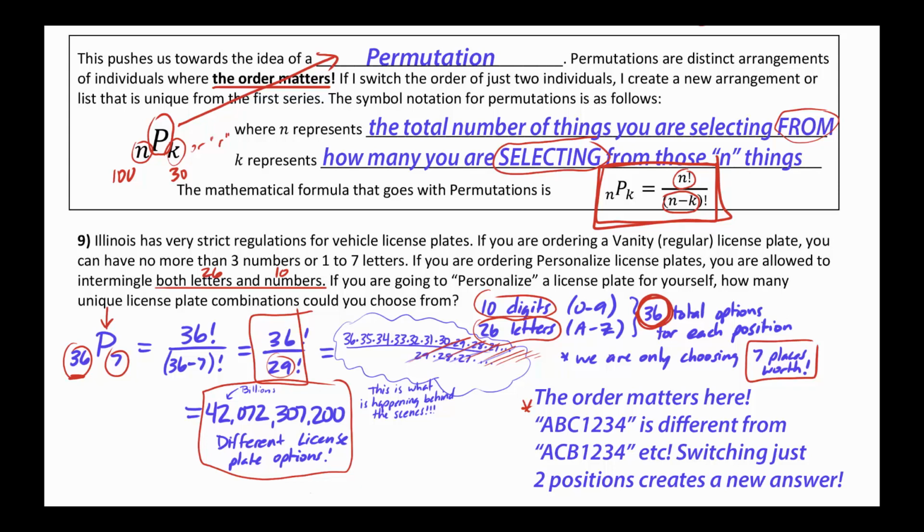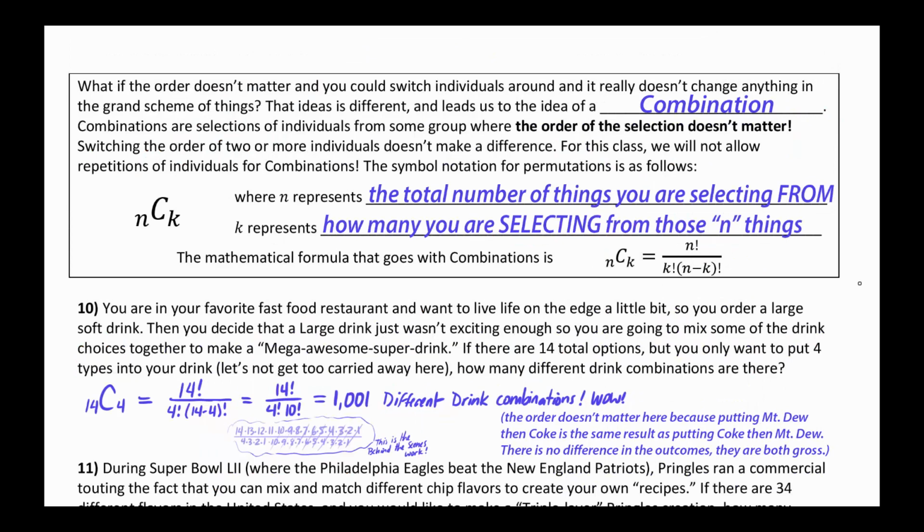Hopefully the idea of permutations makes a little bit of sense to you, because there's something related to permutations that's a little bit different. Flip to the next page, and we're going to learn about combinations. If the order doesn't matter, and you can switch individuals around and it doesn't change anything in the grand scheme of things, that is the idea of a combination. Combinations are selections of individuals from some group where the order doesn't matter. Okay, again, that's in bold because it's important. Switching the order of 2 or more individuals doesn't make a difference.